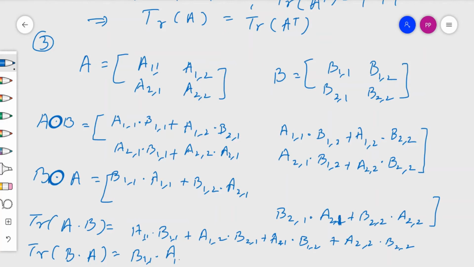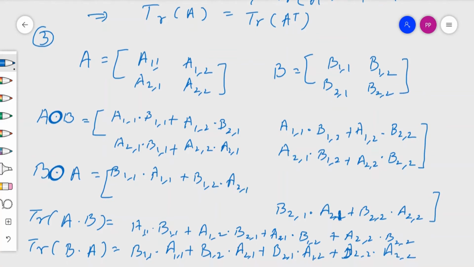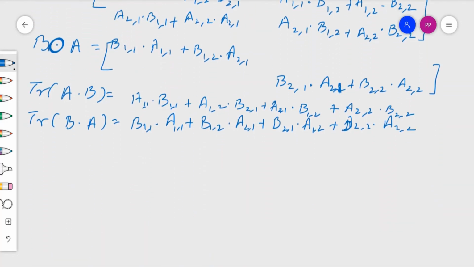dot a1,1 plus b1,2 dot a2,1 plus b2,1 dot a1,2 plus b2,2 dot a2,2. So if we rearrange the terms, we will see that trace of A dot B is equal to trace of B dot A.